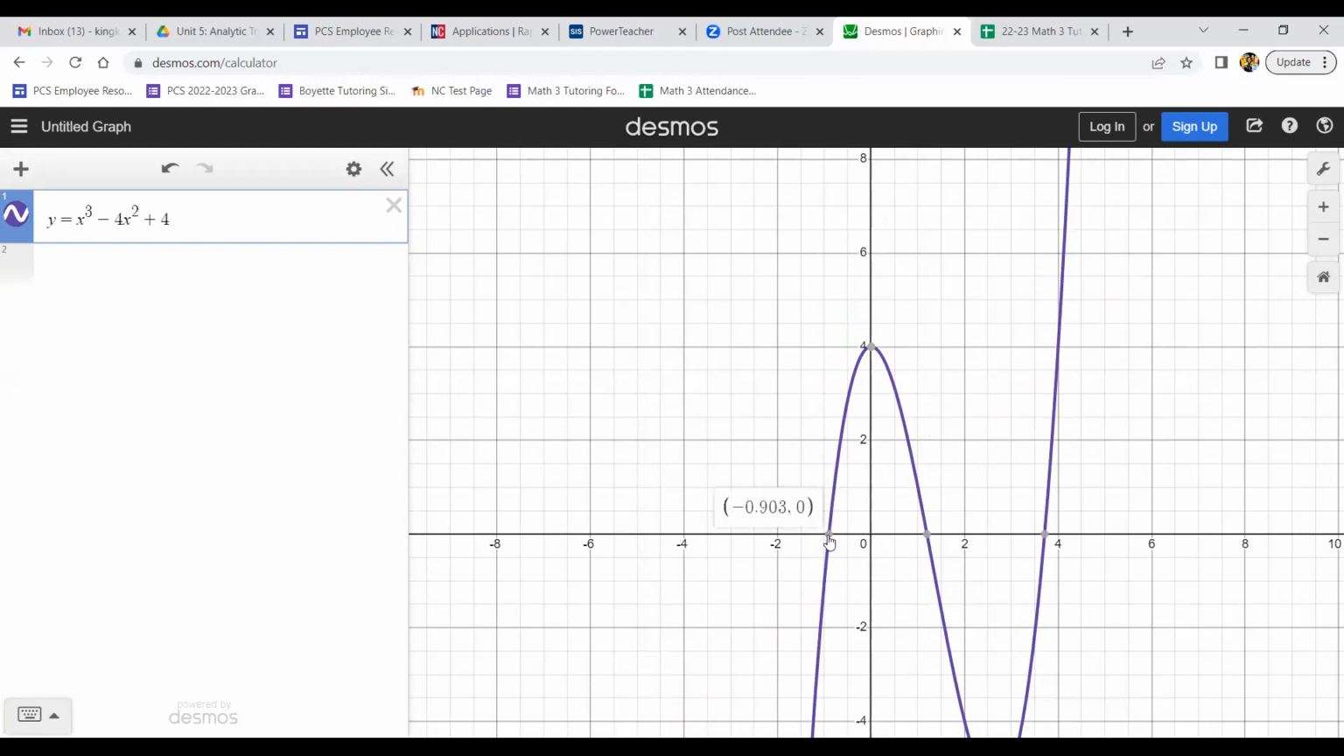So we have 3 x-intercepts, and Desmos always has those as gray dots. And when we write them on our paper, we're going to write the full point. So we're going to actually write down negative 0.903 comma 0. We're going to write that whole point down. And then we're going to write down 1.194 comma 0. And then we're going to write down 3.709 comma 0. So we're writing down the entire point. So your paper should look like this.